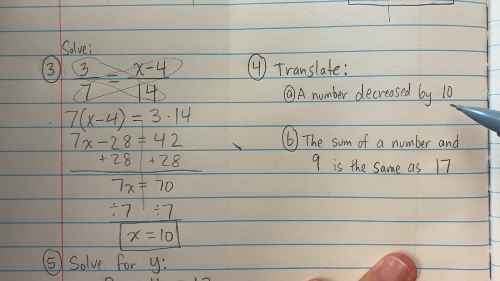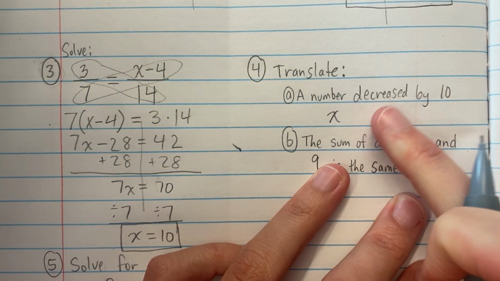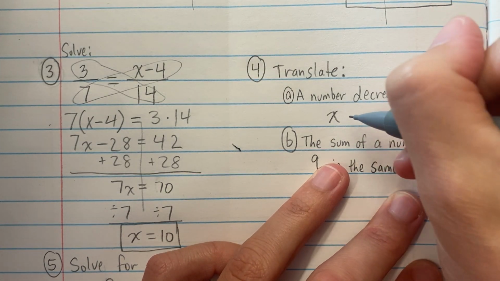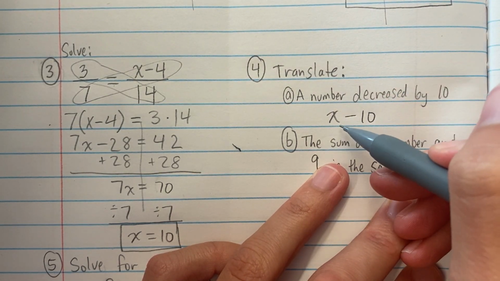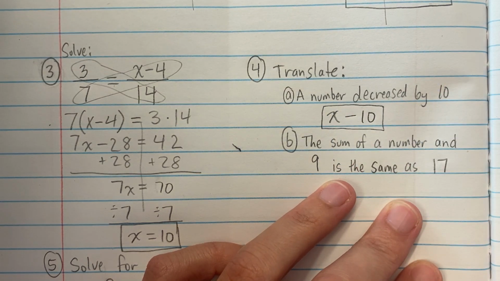Okay. Translate. A number decreased by 10. Okay, a number. So I start with a number and I'm decreasing it. I'm making it 10 less. So I'm going to take away 10. I'm starting with some cookies and I'm going to decrease by 10. I'm going to subtract 10.